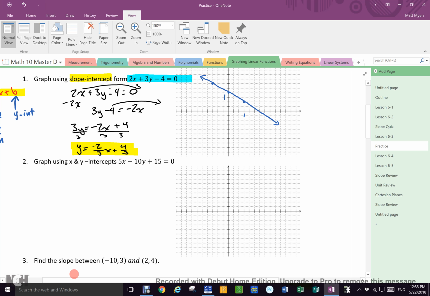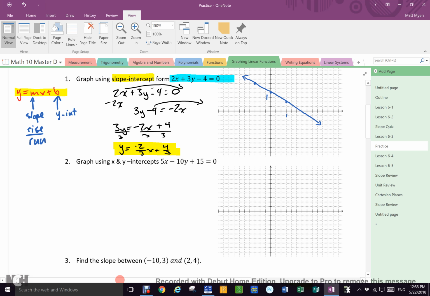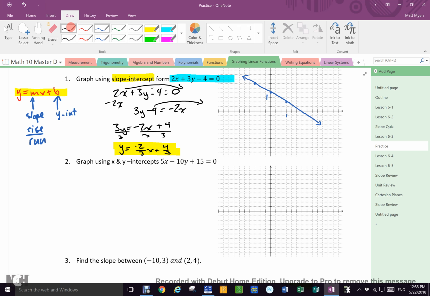What is different in number 2? I've forced you to use another method, yes? What is that other method? It uses x and y intercepts. Do I know something about every single x and y intercept? What do I know about them? Right. For the x-intercept, it's always x comma 0. And for the y-intercept, what is it always? 0 comma y. That is an x-coordinate, that is a y-coordinate, that is an x-coordinate, that is a y-coordinate.